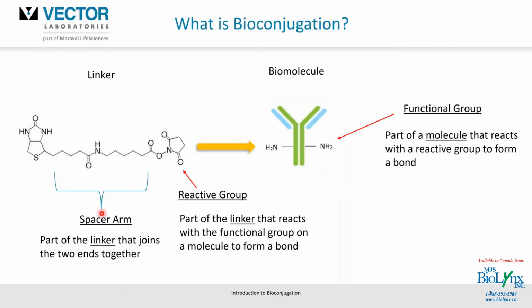Another part of the linker here is this spacer arm, which separates, or joins, I should say, these two ends of the linker. Now, spacer arms come in a lot of different flavors, and we'll touch on that a little later on. But basically, a spacer arm, as you can see, separates the reactive group from the business end, the biotin end in this case, of that linker to give it accessibility for subsequent binding by an anti-biotin or a streptavidin or avidin molecule. All right, so just become familiar with some of these terms: functional group, reactive group, and spacer arm, as we go through the presentation.